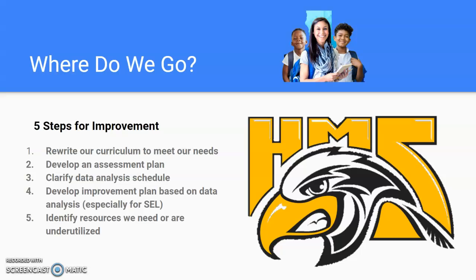And then number 5, we're going to identify resources we need and those that are underutilized. So digital learning opportunities could be digital programming. We definitely have a gap in our English second language learner staffing. We don't currently have a staff member that is bilingual. And then we're going to look at outside sources, different things in our community that we could bring in to help.